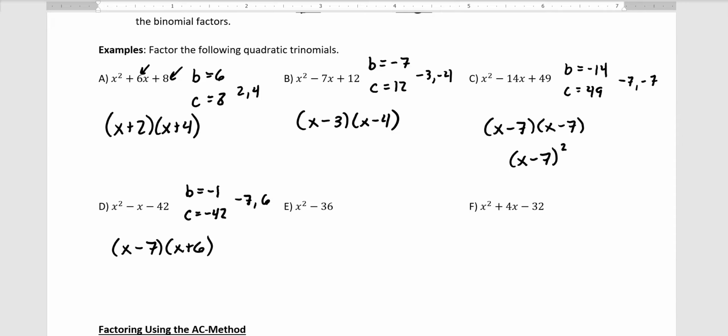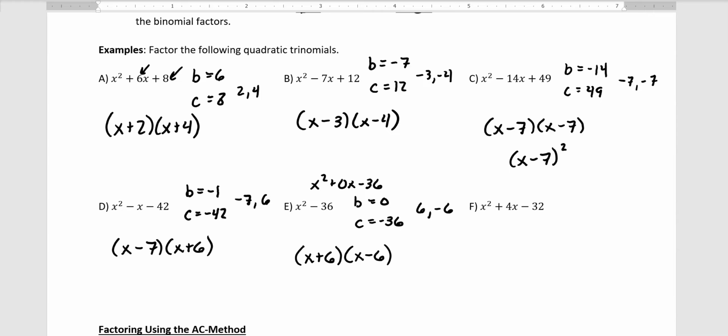X squared minus 36. So this is a unique one where if you want, you could write x squared plus 0x minus 36. So you get that b value. B equals 0, c equals negative 36. Anytime we don't have a b value, we will be dealing with two numbers that have the same absolute value, one positive, one negative. So in this case, it would be positive 6 and negative 6. All right, because 6 times negative 6 gives me that negative 36 I need, but 6 plus negative 6 gives me the 0 I need. So my factors for this one would be x plus 6 times x minus 6.